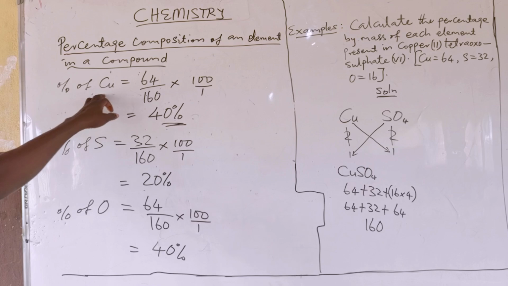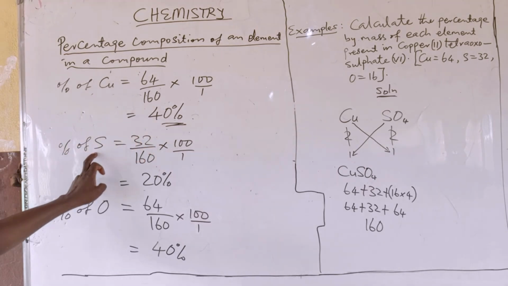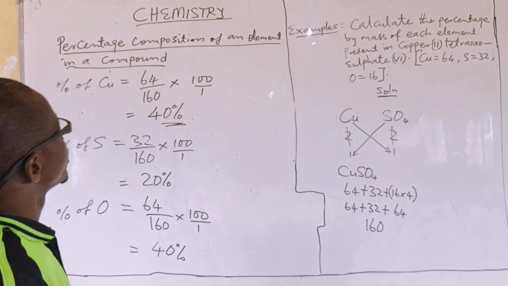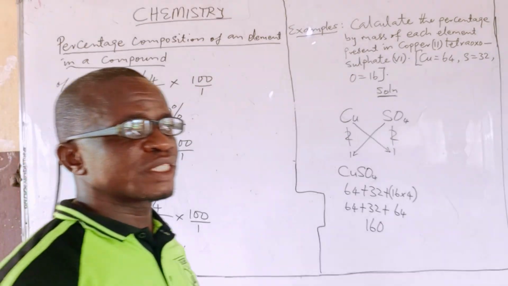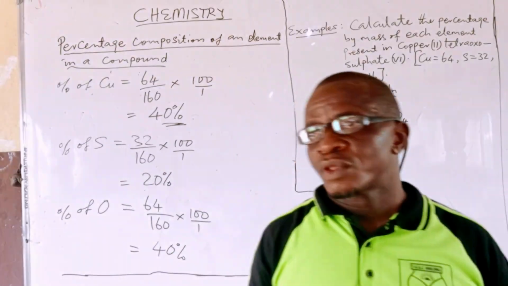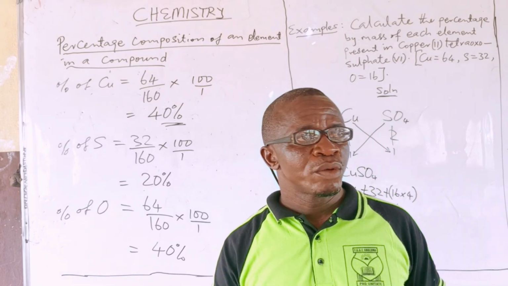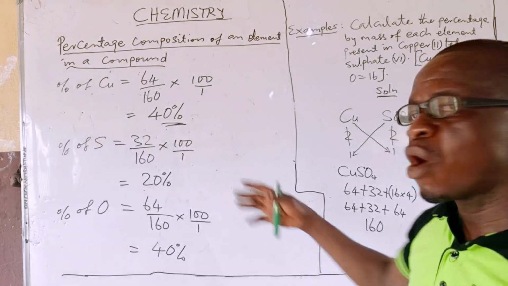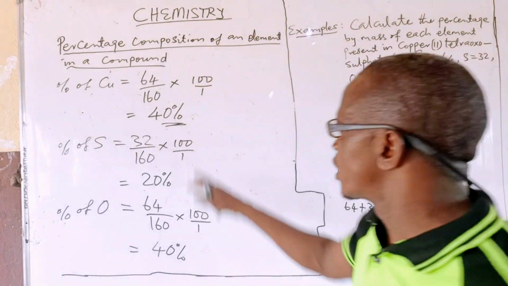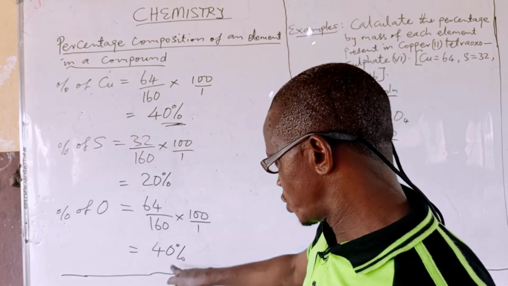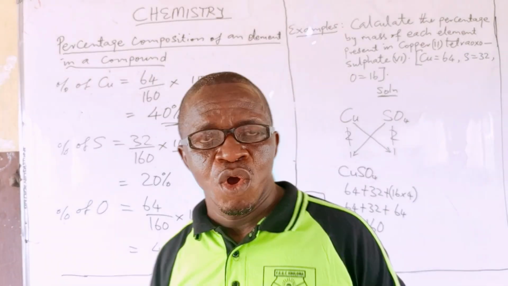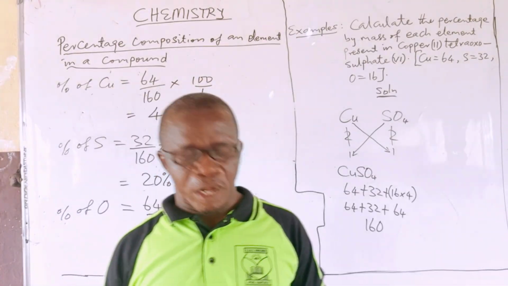Okay, now I've gotten the percentage of all of them. So that of copper gives me 40%, that of sulfur gives me 20%, that of oxygen gives me 40%. For me to be very sure whether I am correct with my calculation, because it has to do with percentage, when you are dealing with percentage, you have to be sure that the total of all these percentages will give you 100, because we are talking about 100 now. So 20, 40 plus 40, 80 plus 20, that's what? 100. So we are good to go with our calculation.